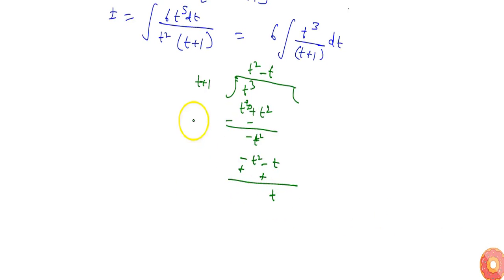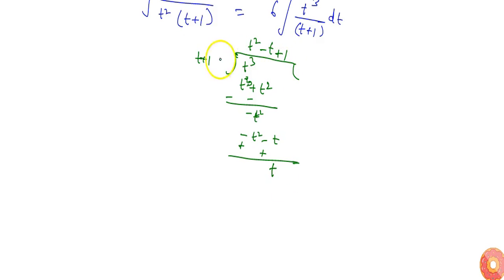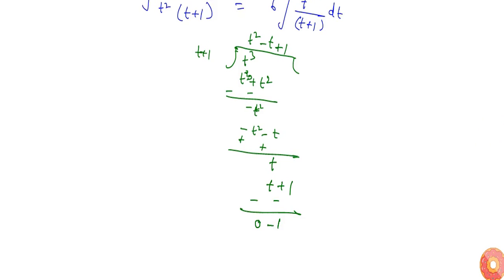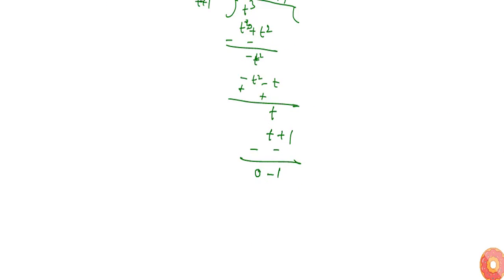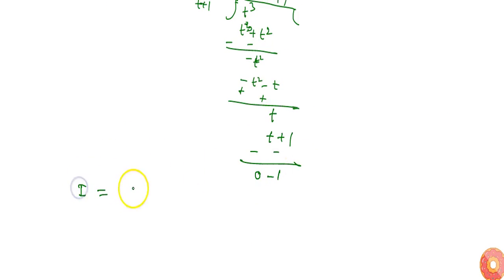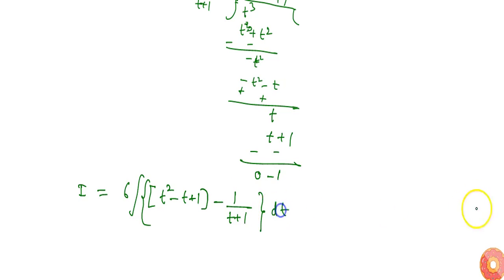Now t by t is 1, so plus 1, and 1 into t plus 1 is t plus 1, so t plus 1 minus t plus 1 gives 0 for t, and it will be minus 1. So the remainder is minus 1, and the quotient is t square minus t plus 1, so our integration I has now changed to 6 integration of t square minus t plus 1 minus 1 by t plus 1 dt.